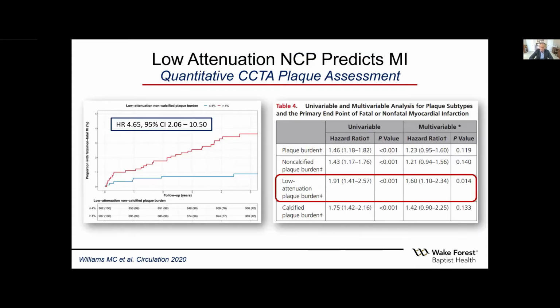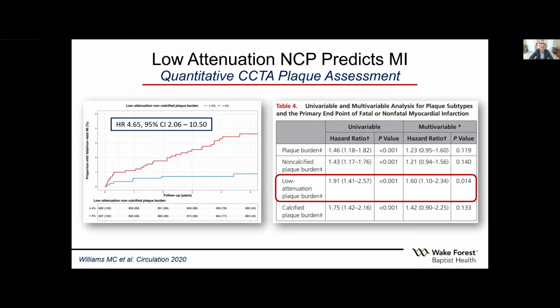Now, you may come to the conclusion that, okay, I understand, plaque burden, it's where it's at, so we can use coronary artery calcium to quantify plaque burden. I think that coronary calcium is extremely helpful, but what we've learned in recent years is that it doesn't tell the whole story. And I'll go into that in a little bit more detail.